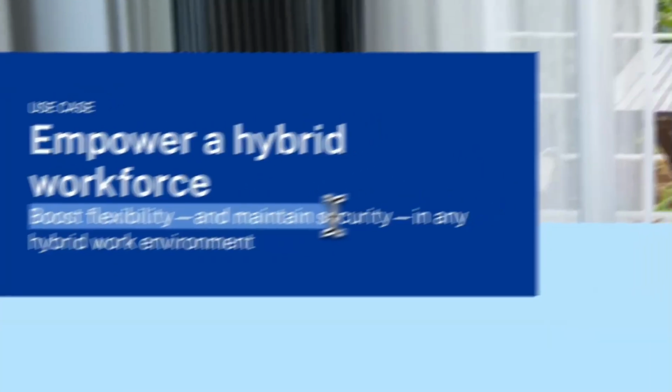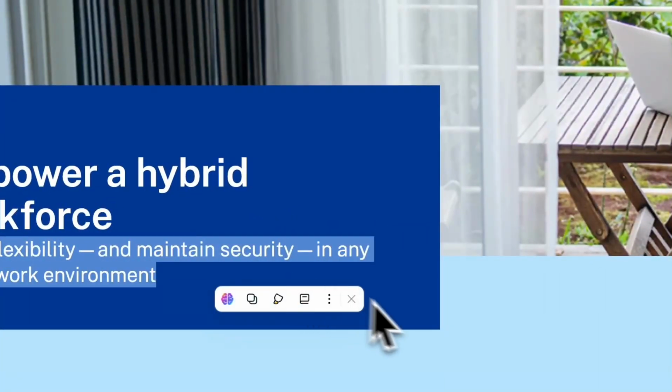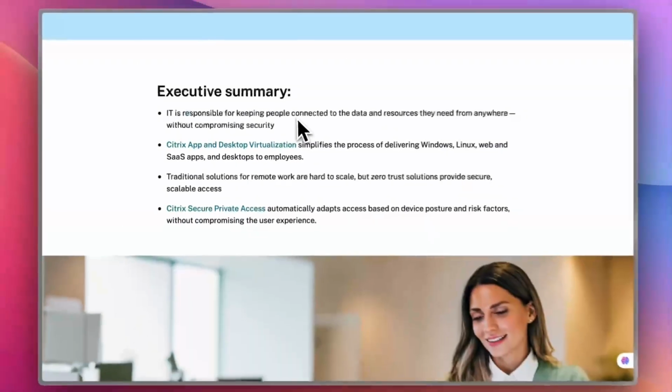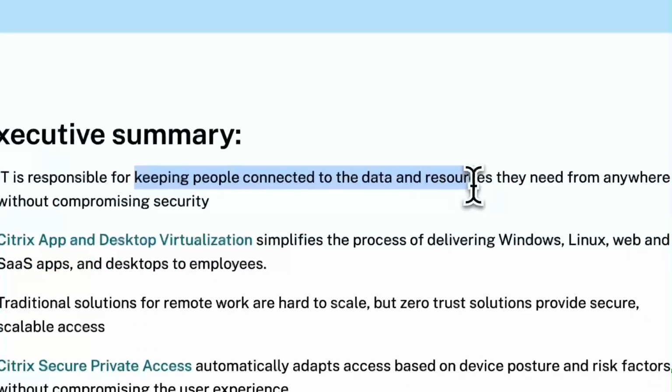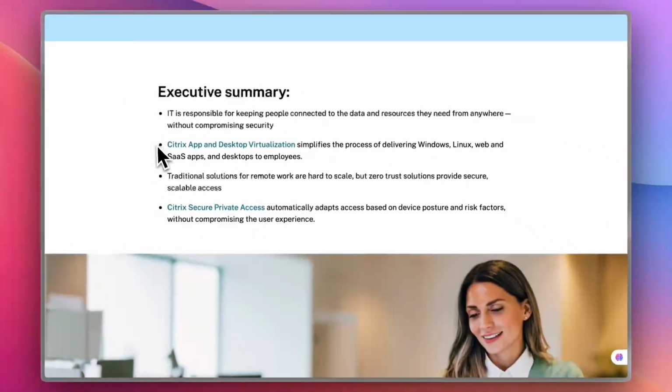You can boost flexibility and maintain security in any hybrid work environment. You can keep people connected to their data and resources. You can have the Citrix app and desktop virtualization, because it simplifies the process of delivering Windows, Linux, Web, and SaaS apps, so you don't have to rely on one platform or one operating system. You can use any app that's available on any operating system. Also, they offer traditional solutions for remote work, so you can manage your company if you have employees that work remotely or from home.